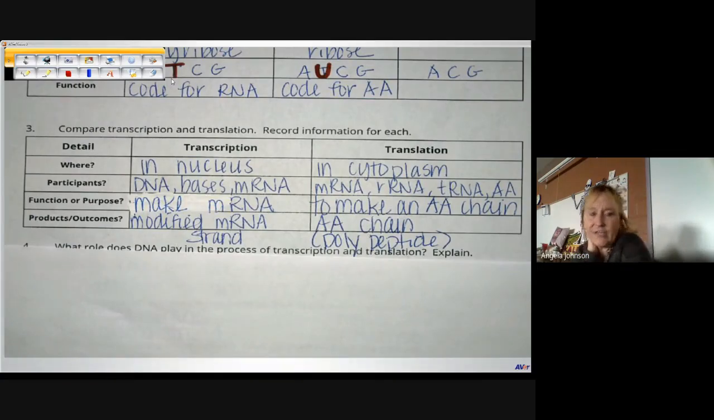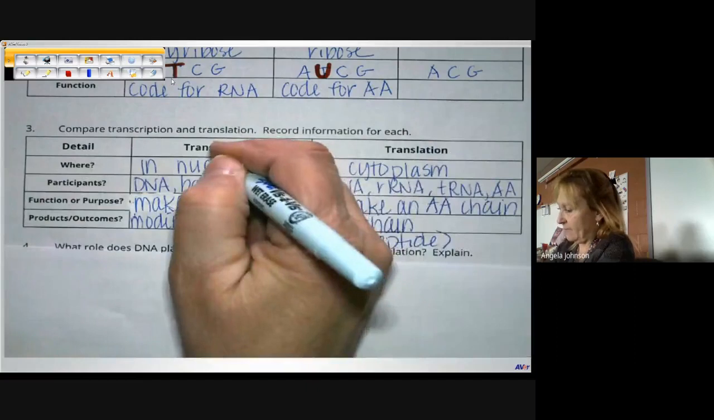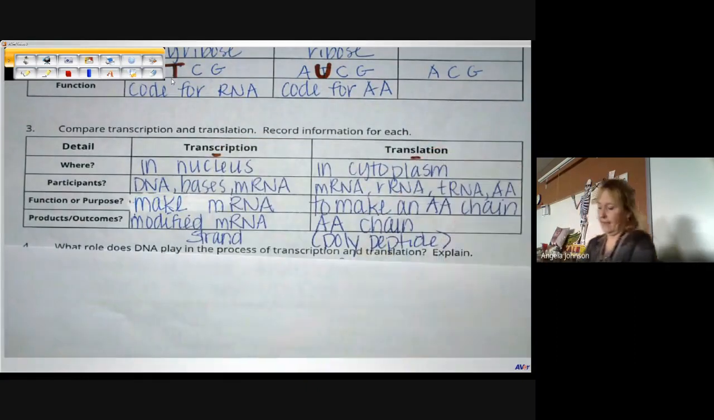Translation. Now remember, transcription comes first because C comes before L in the alphabet. So try to remember that somehow. So translation happens in the cytoplasm. The participants are the three RNAs. So you have mRNA, rRNA, tRNA, and then you also have the amino acids that have to form a chain.